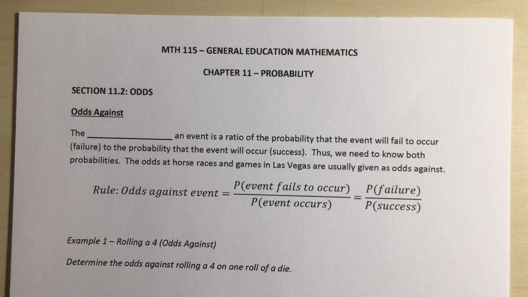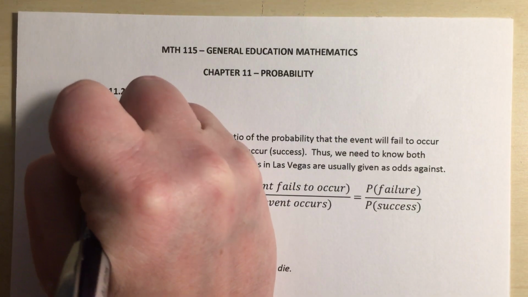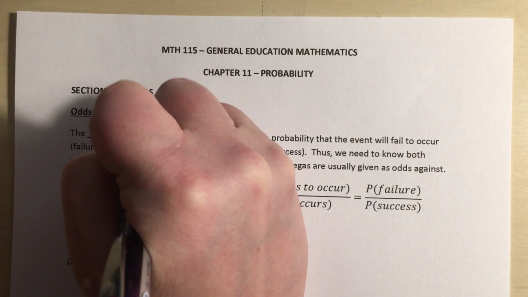In the next section, section 11.2, we're going to look at odds. We're going to look at a couple of different types of odds. We're going to start our discussion with looking at odds against.